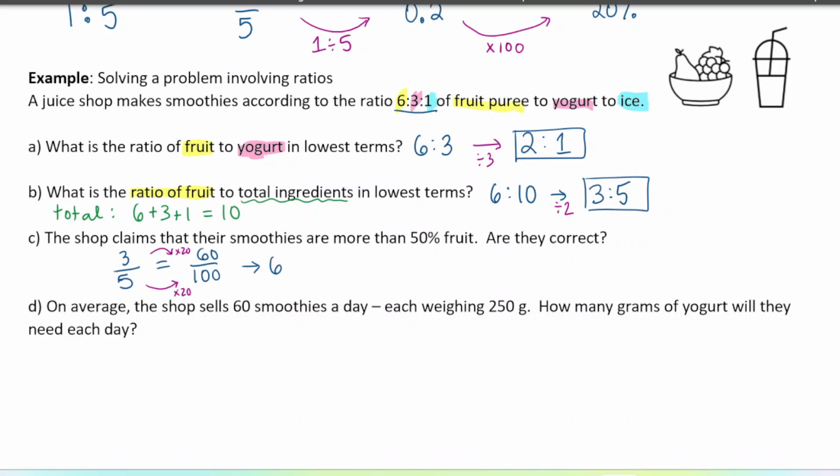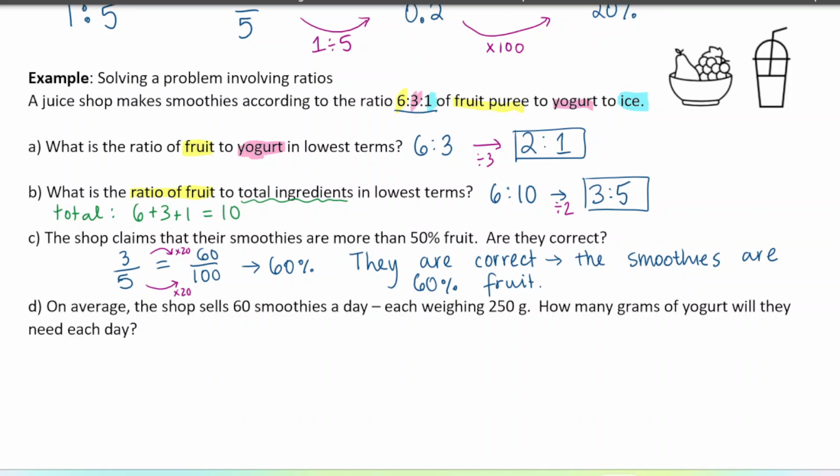So this is 60% fruit. So the smoothies are 60% fruit. So yes, they are correct. In fact, they're 60% fruit. Okay, last one.